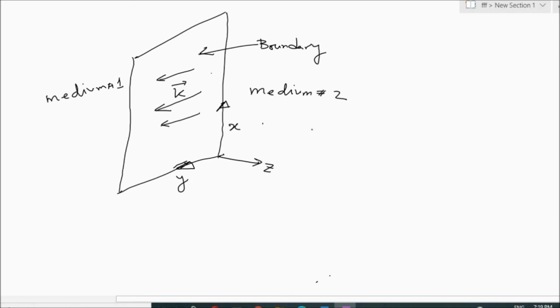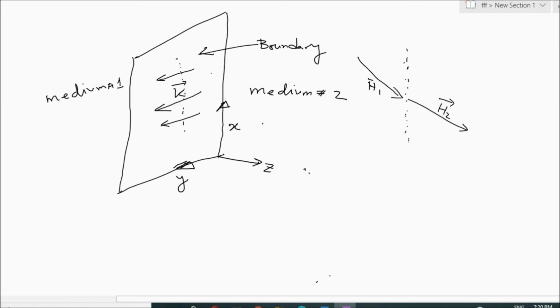I draw the magnetic field diagram here. Let's say this is my interface, and I am drawing the interface and translating it over there. The magnetic field coming from medium 1, let's say this is the magnetic field, and in medium 2 this is the magnetic field.